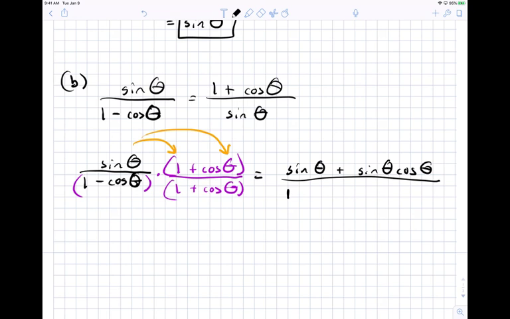Okay, cosine theta. Inner times inner? Negative cosine theta, okay. And then the last times the last? Minus cosine squared theta. Is that okay? Okay. What happens with those two middle terms? So this cancels this. Okay, let's keep going. We might have to undo that top, but let's keep going and see what happens.